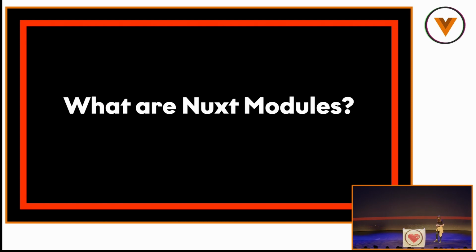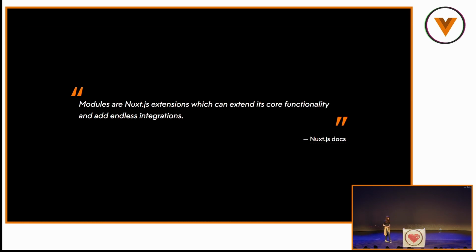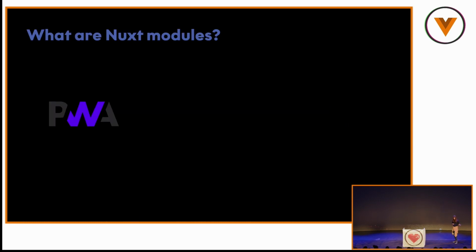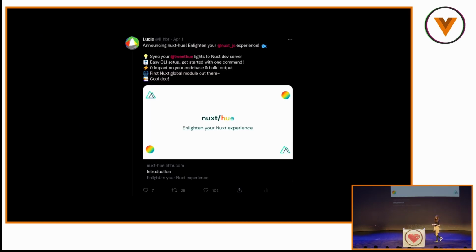Let's dive into it. So what are Nuxt modules? No worries, I'll explain as if you're new to Nuxt, so it will be beginner-friendly. Nuxt is a meta framework for Vue.js, and from its documentation, Nuxt modules are Nuxt.js extensions which can extend its core functionality and add endless integrations. Pretty powerful, huh? Basically, Nuxt modules are like add-ons that you can add to Nuxt in order to do pretty much anything with it. This can go from making your website a PWA to flashing connected lights in your room if there's an error within your code. I certainly did that later.